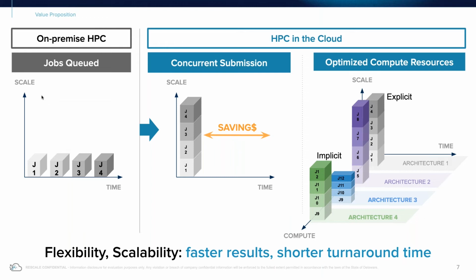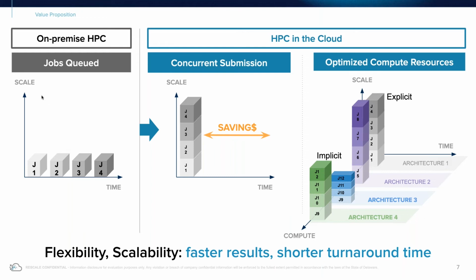So your jobs tend to get queued, and there's a wait time associated with it. There's engineering time lost as well. So there's a dollar amount that's also lost with all the wait time introduced by this queuing on-prem. Now, moving onto the cloud, you get access to unlimited hardware resources.